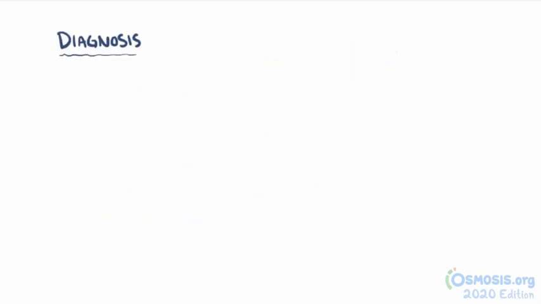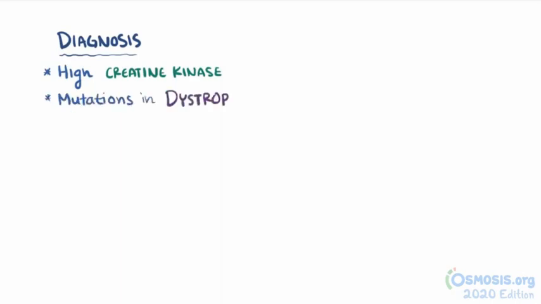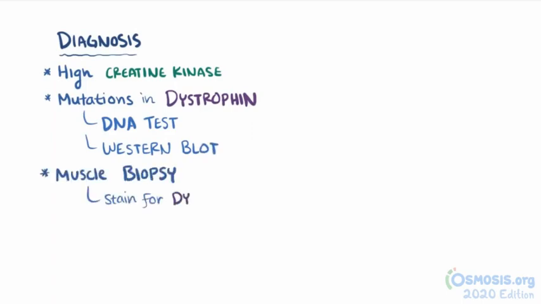For diagnosis, people with Duchenne or Becker muscular dystrophy often have a high creatine kinase level, and the diagnosis can be confirmed by looking for mutations in dystrophin by either DNA tests or Western blot, as well as having a muscle biopsy with staining for dystrophin.